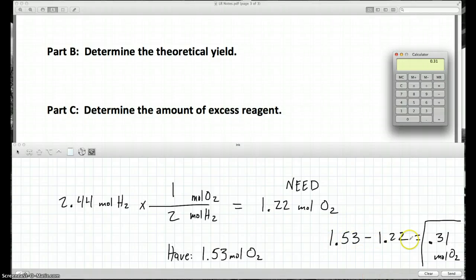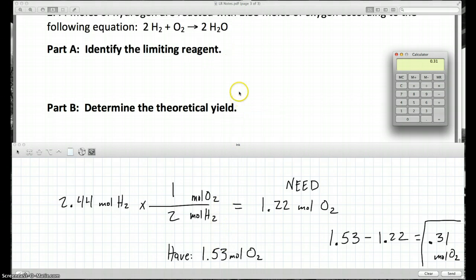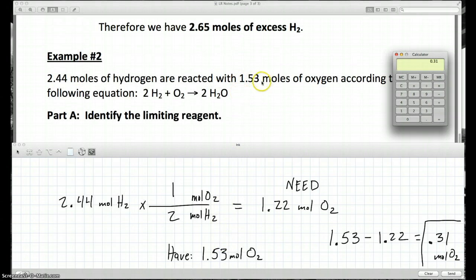So don't forget this subtraction step. A lot of people will do this stoichiometry, but then forget to compare what they need to what they actually have that's given to them in the original question and subtract the two. Find the difference between the two. Again, we have 1.53 from our given up here. We just calculated what we need, you subtract them, and that gives you how much leftovers you have. So that's it for limiting reagents.